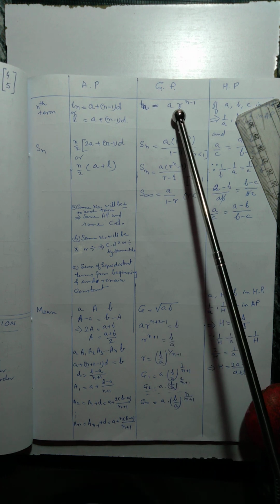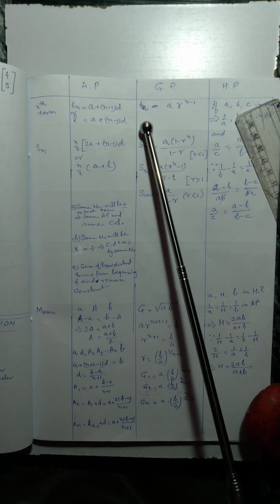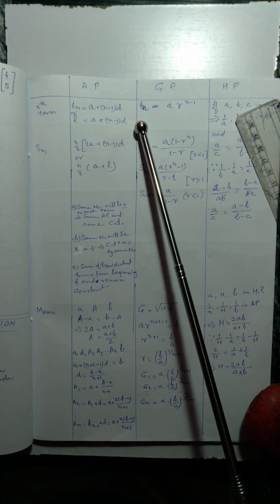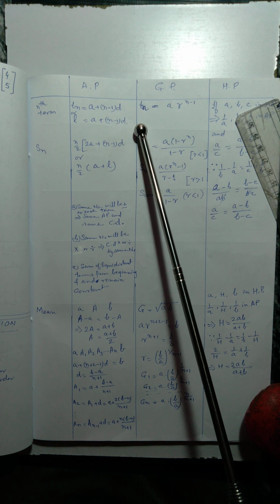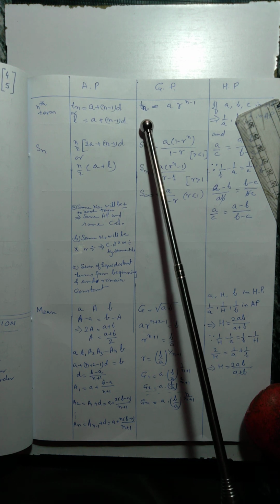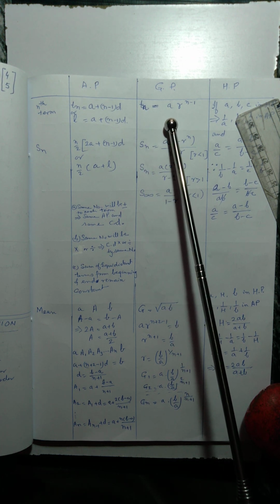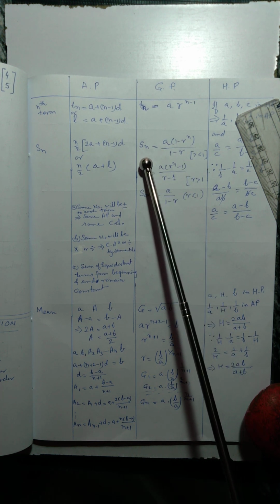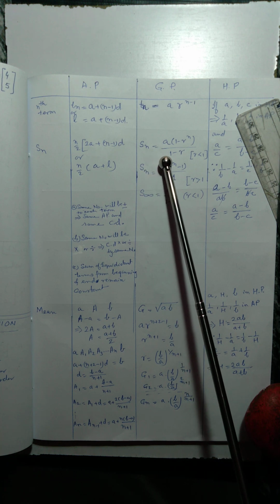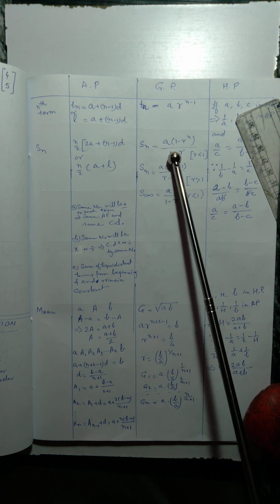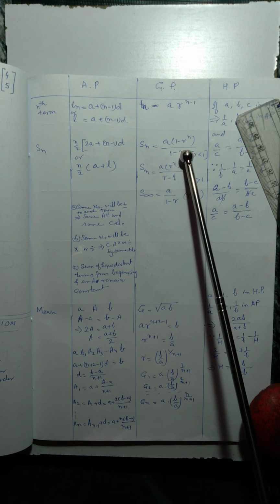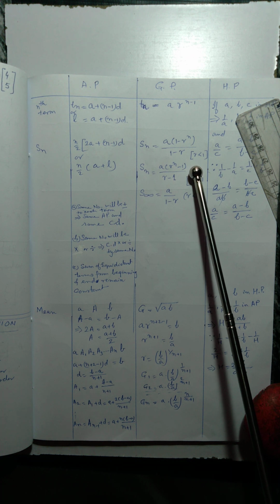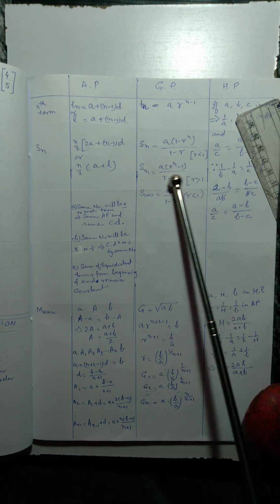Now proceed to geometric progression. In the geometric progression, you see there is a common ratio. The nth term can be given by Tn is equal to a into r raised to power n minus 1. The summation of n terms in a geometric progression will be equal to a into (1 minus r raised to power n) whole divided by (1 minus r), where r is less than 1.